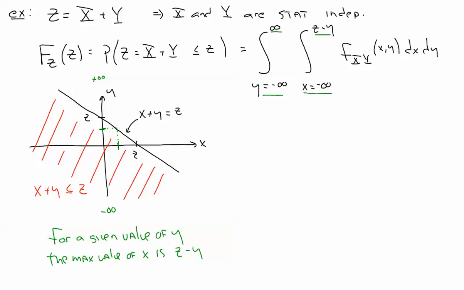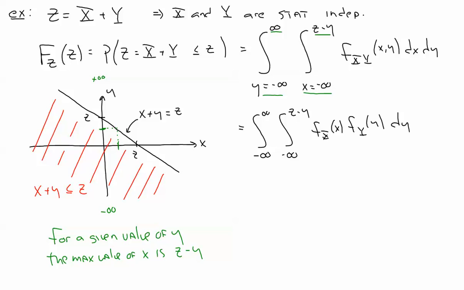Moving right along. Let's continue with my integral here a little bit. I'm going to use now that my joint probability density function is separable, because I'm talking about statistically independent random variables. This is going to be integral from minus infinity to plus infinity, integral minus infinity to z minus y, f x,y dx dy. All right.